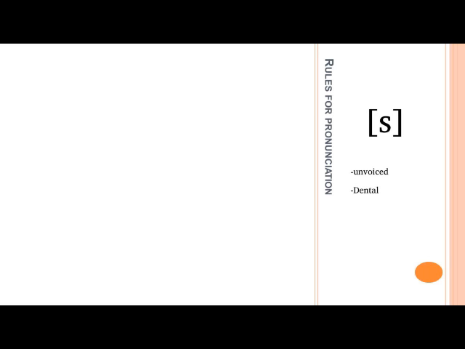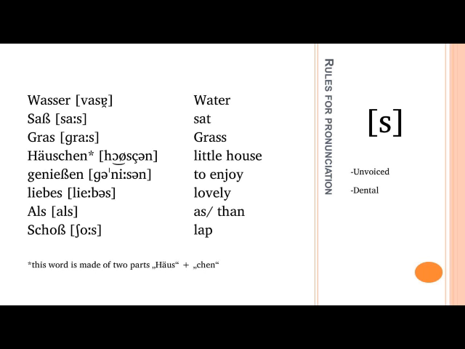Our next sound is s, and this is unvoiced and dental. It's the unvoiced version of z. And here are some words that have the s sound. Wasser, Saas, Gras, Häuschen, genießen, Liebes, als, Schoß. And for Häuschen, remember this is made of two parts, Häus and Chen.